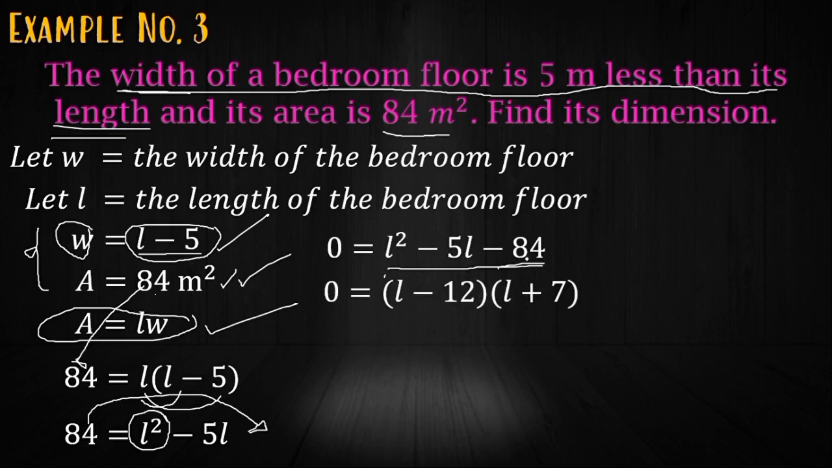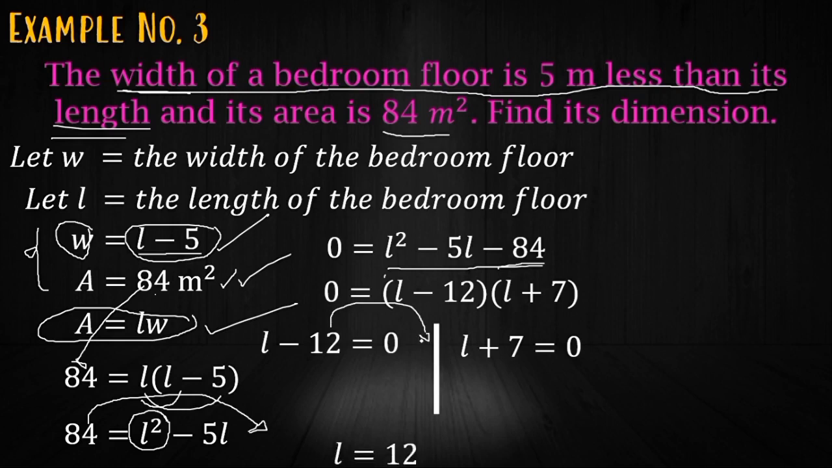And L squared minus 5L minus 84 is equal to the factors, the quantity L minus 12 times the quantity L plus 7. Apply ZPP, you'll have L minus 12 equals 0, and the other one would be L plus 7 equals 0. Apply the addition property or transpose negative 12, you'll have L equals 12. Apply the addition property also on this equation, and you'll have L is equal to negative 7. So we have now L, which represents the length of the bedroom floor, which is 12 and negative 7.